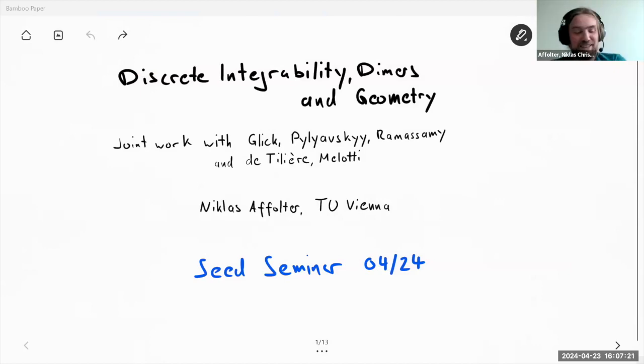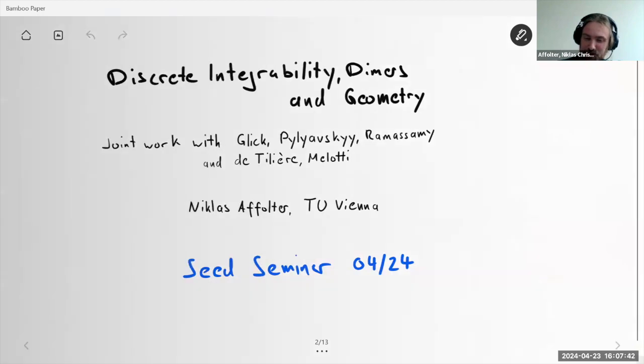Right. So it will be sort of a broad talk, I can tell you already. It will be partially based on joint work with Max Glick, Pasha Pylyavskyy, Sanjay Ramassamy, and also maybe with Béatrice de Tilière and Melotti. Why do I say maybe?